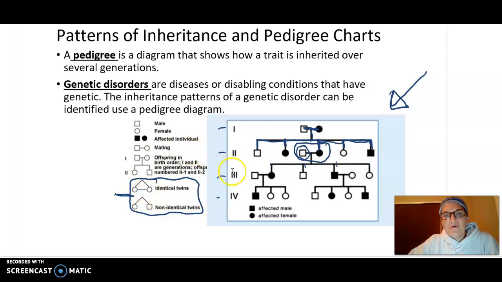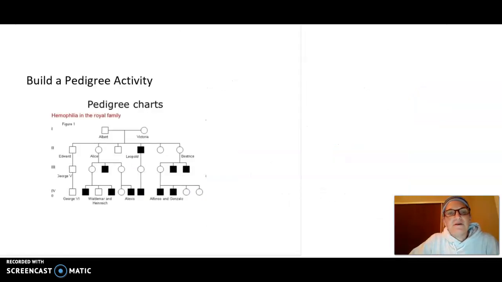Okay, so what can we do with these pedigrees? Well, we can come up with a pedigree based on studying the family. And then we can determine, here's this disease, here's how it's spread throughout the family, so what is its inheritance pattern? And there are mainly three inheritance patterns that we're going to look at.